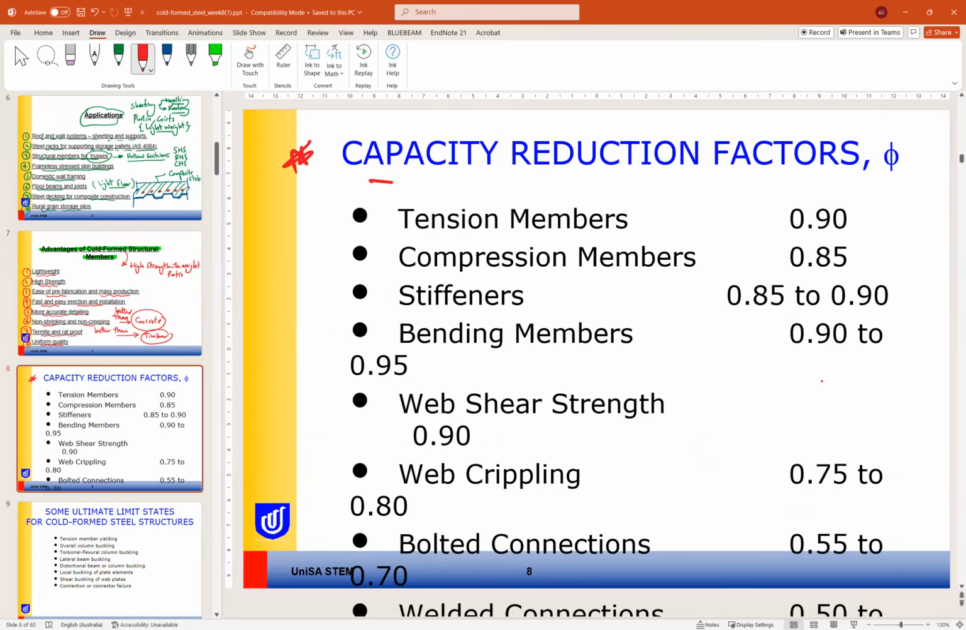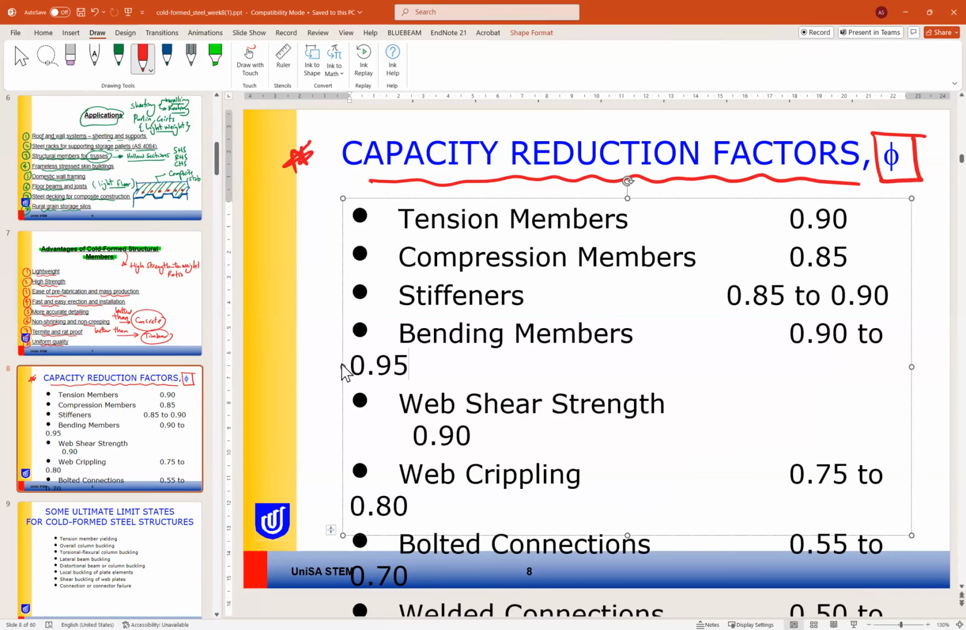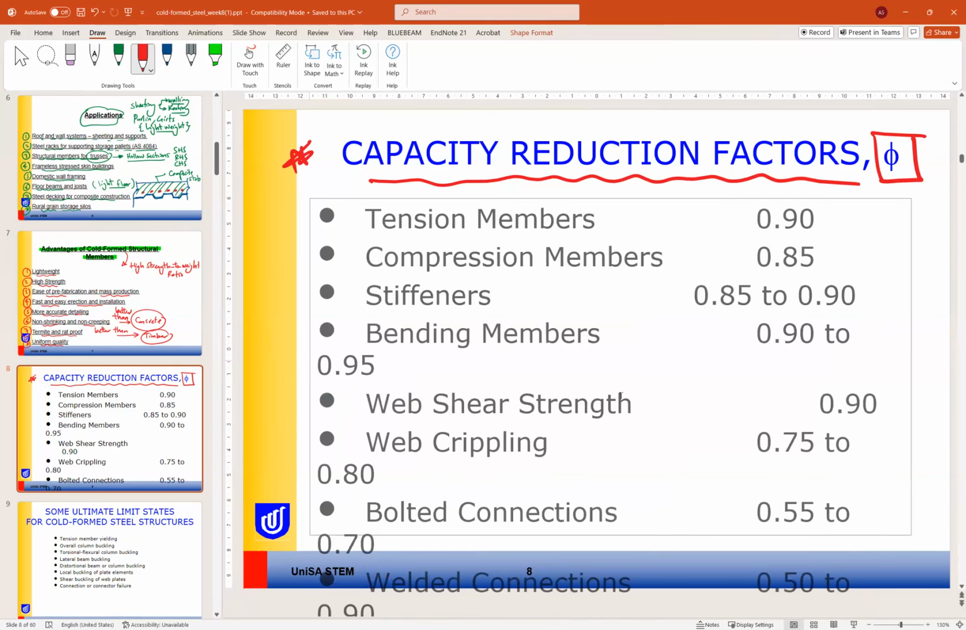The capacity reduction factor in cold formed steel is a little bit different compared to the hot rolled steel. If you remember, what was the capacity reduction factor for all members of steel? Do you have any idea? Like the hot rolled one? Yeah, thanks, Kingsley. So point nine.